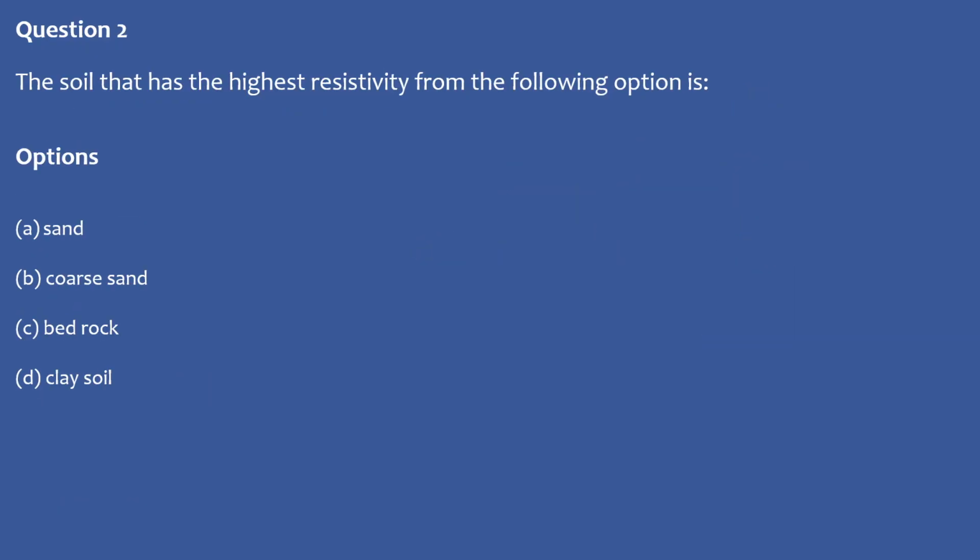Now let's move to the next question. Among these four types of ground available, which type of medium has the highest resistivity?